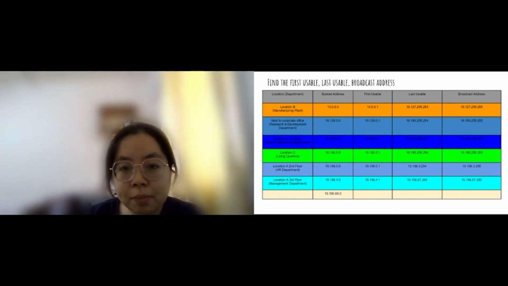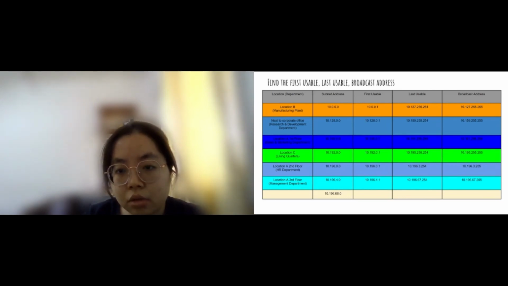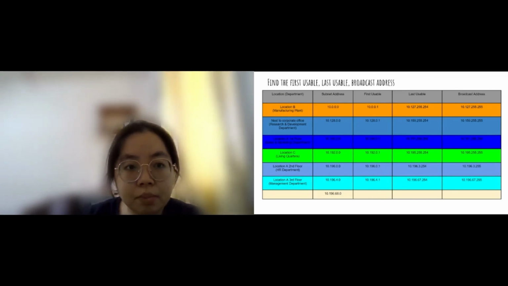For the last part, we need to find the first usable, last usable, and broadcast address. For the first usable, we need to add 1 to the subnet address for each location. For example, location B, manufacturing plant. The subnet address is 10.0.0.0 and the first usable is 10.0.0.1. For the broadcast address, we need to find the address after the last usable. So for location B, the broadcast address is 10.127.255.255, and for the last usable, we subtract 1 from the broadcast address. So for location B, the last usable is 10.127.255.254.